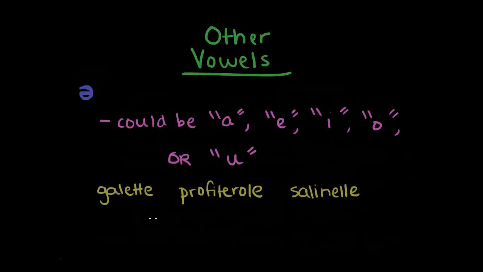Example of a U, chalumeau. Or sorry, I'll do an example of an O first. Let me get rid of this. Let's go in order here. Example of an O, bourbon.